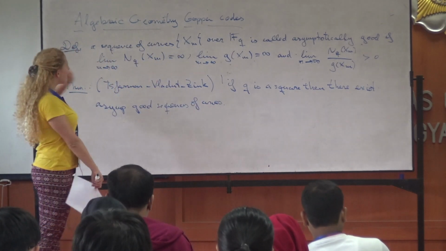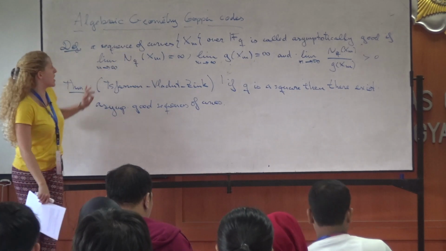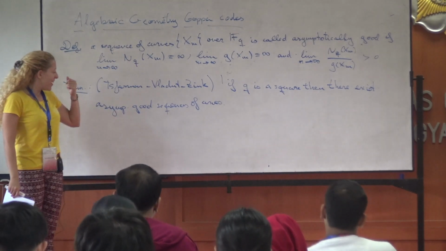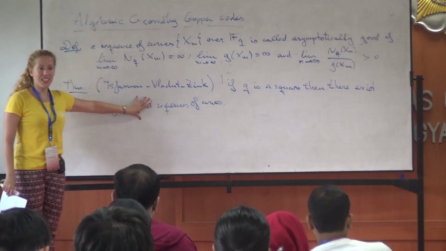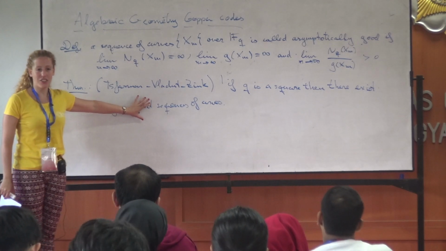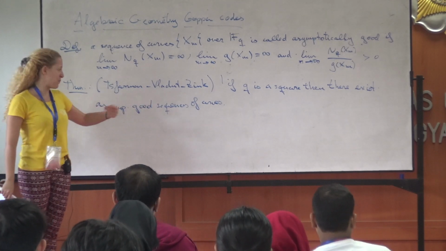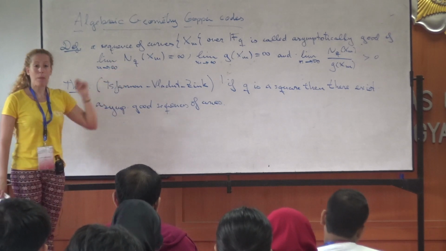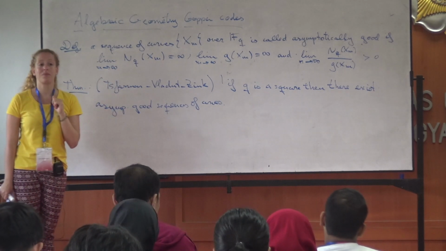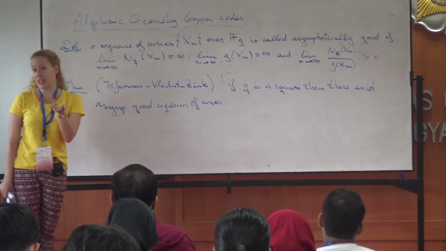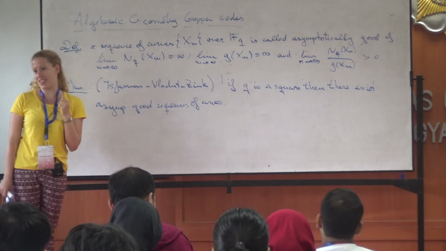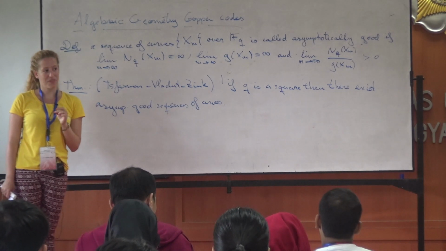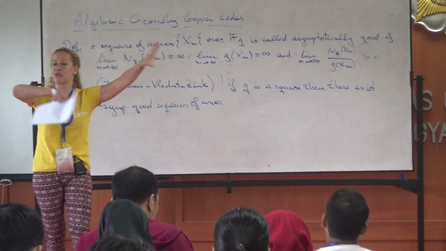And what is funny, and I want to stop about the algebraic geometry Goppa codes, is that the idea for doing this is that the sequence of curves is constructed by using modular curves. So modular curves are quite related to modular forms that you have also been studying these weeks, okay? So at the end you see everything is related with everything.